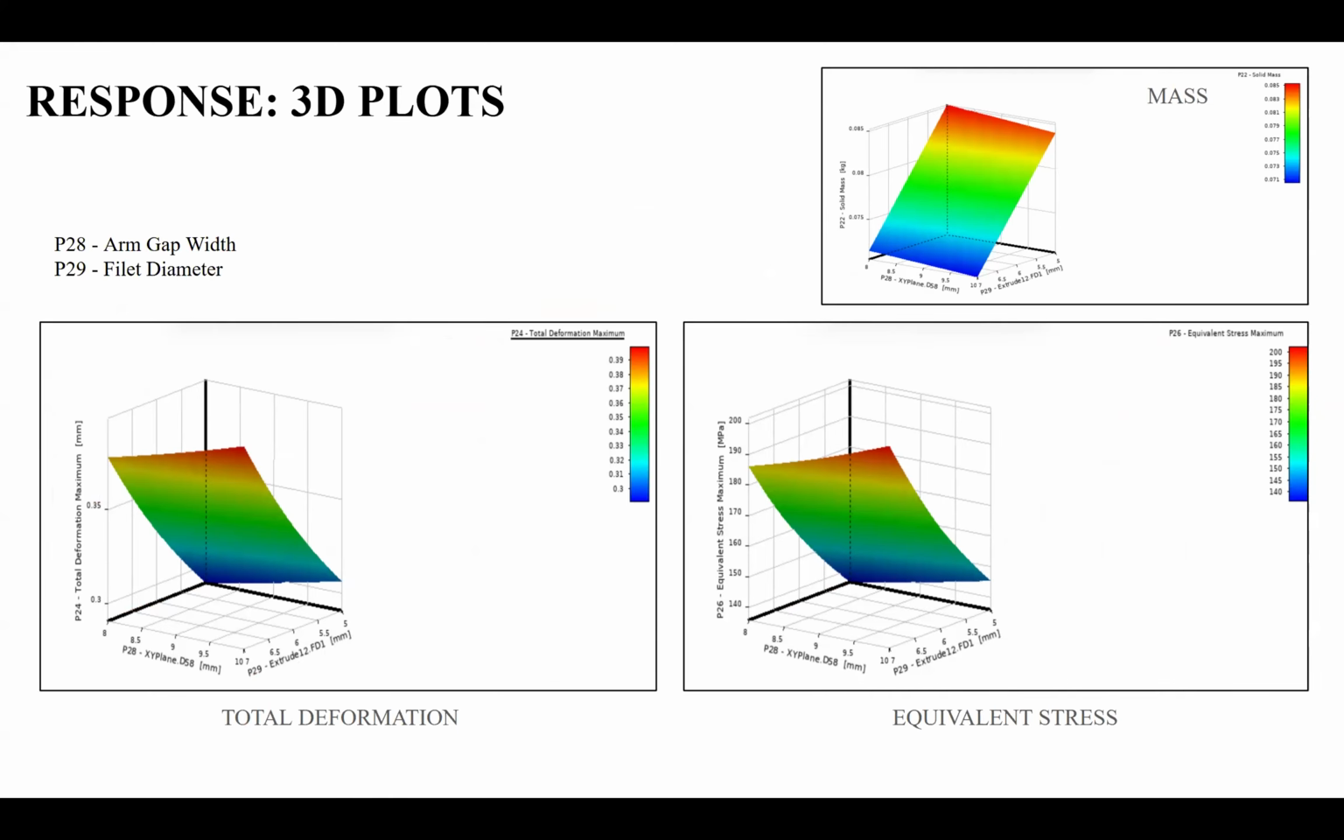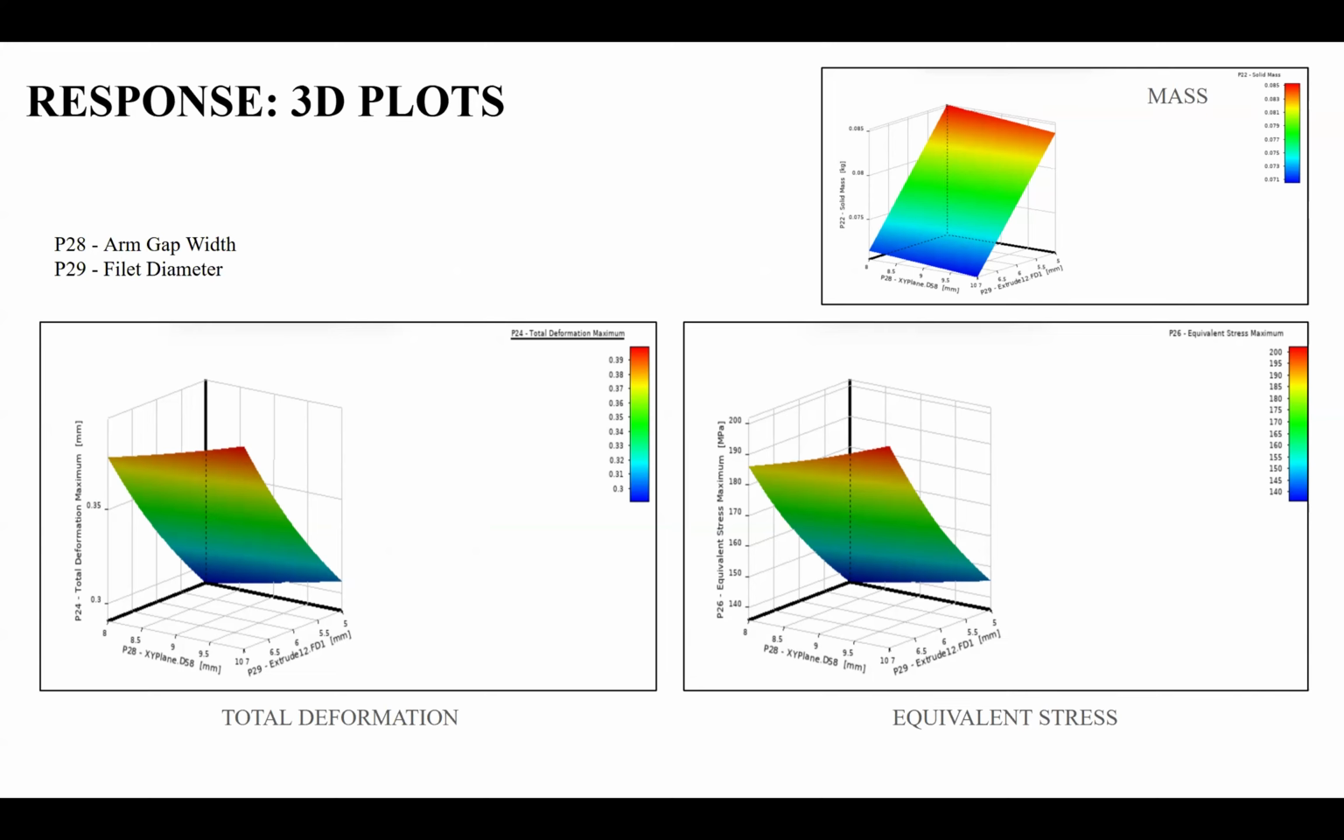So here we see the combined response surface generated by ANSYS. The 3D plots help us visualize the relationship between parameters and the outputs. First is the total deformation response. It clearly slopes downwards as the arm gap width decreases, confirming the stiffness improvement. And next is the equivalent stress response, which decreases as the fillet radius increases, showing it reduces the stress concentration.